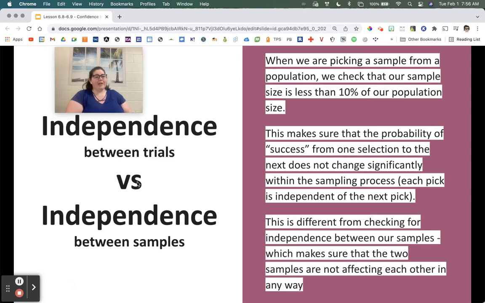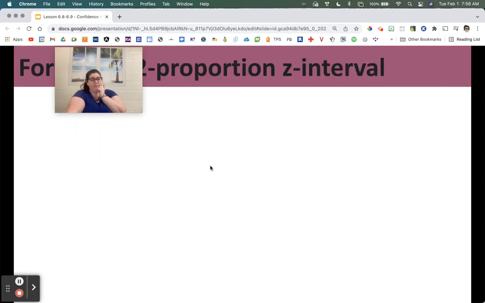This is different from checking for independence between our samples, right? That's just looking: are our two samples for our two-proportion problem taken separately, not affecting each other? Are they independent of each other? So just keep in mind that there are two types of independence that we're referring to here. And on a two-proportion problem, they do both need to be checked.